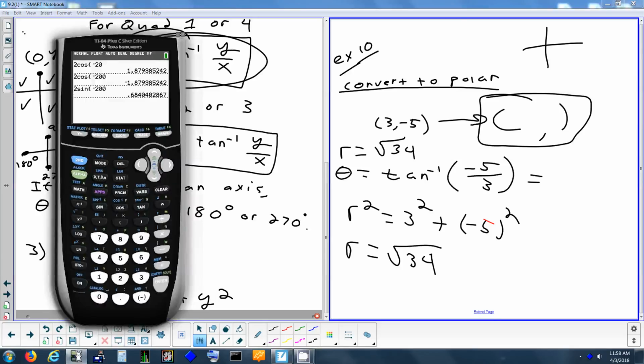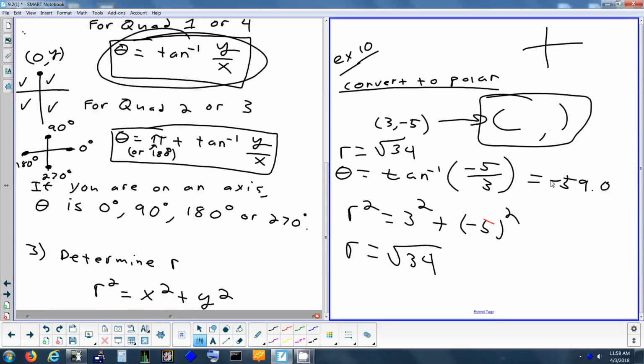Let's stay in degrees. Second inverse tangent. Okay, so we get an angle of -59.04. Okay, so my final answer, just write r comma theta. R comma -59.04. I'm not going to go through all 4 ways you could write that. We did that earlier. But remember, there's 4 different ways you could write it.